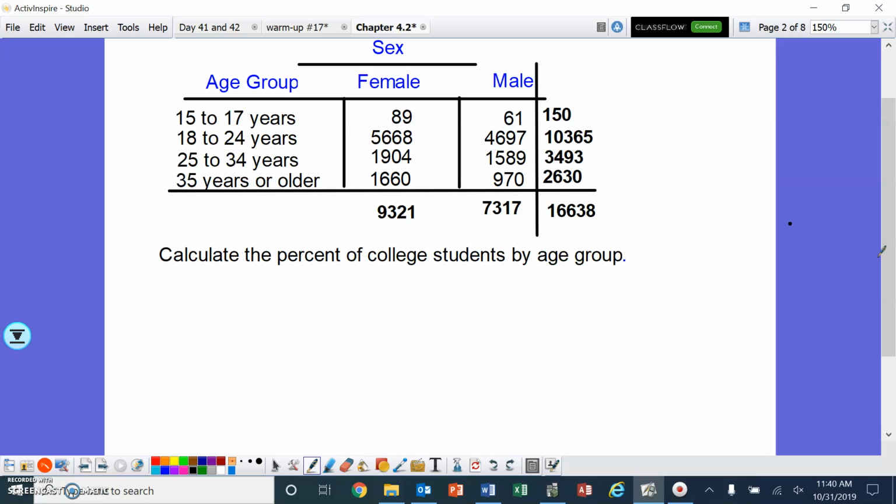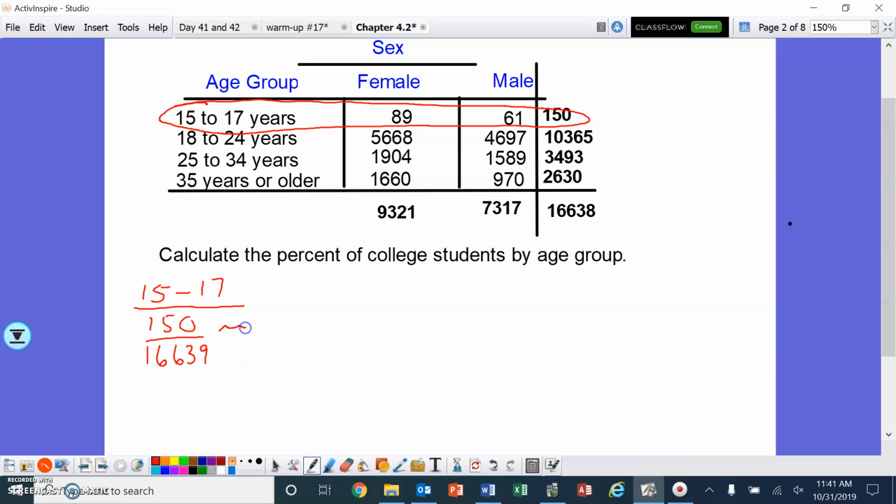All right, so if we look at the first age group, let me color code this. So the first age group is right there. Now, it's just saying by age group. It is not saying anything about male or female. It just says that age group. So that means we're going to combine them. So we're going to do the 15 to 17-year-olds. There's 150 of them. All right, well, we're going to divide that by the total, which is 16,639.